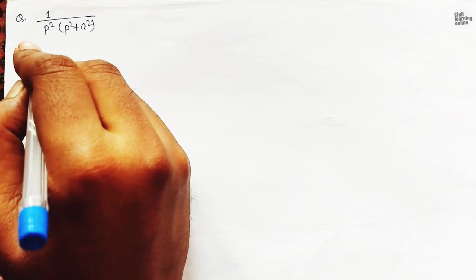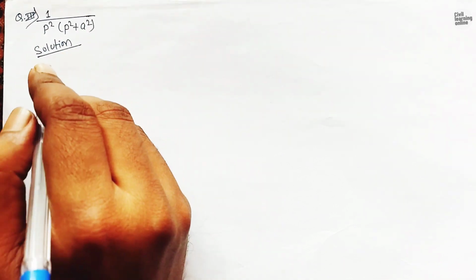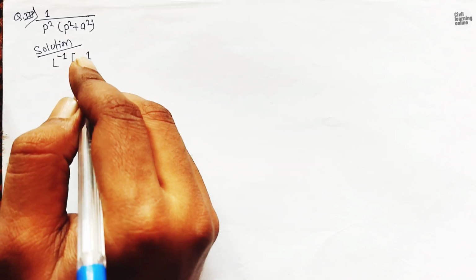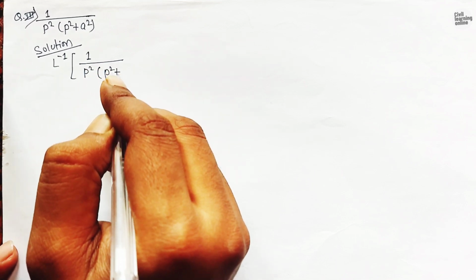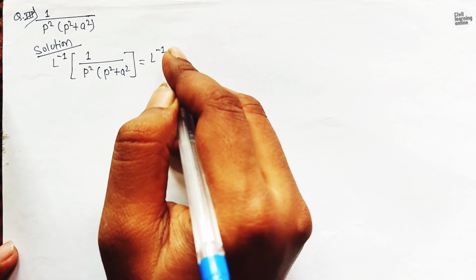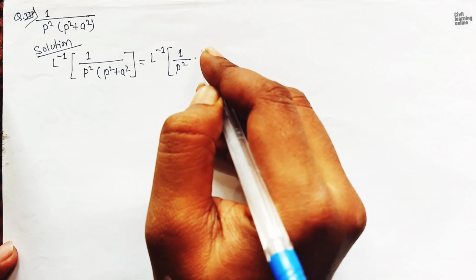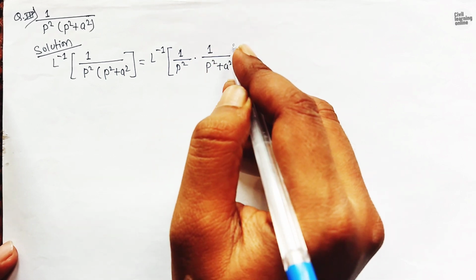So write down the solution here. This is question number 3 of this video on this method also. So we have the solution: inverse Laplace transformation of 1 upon p square times p square plus a square is equal to inverse Laplace transformation of 1 upon p square times 1 upon p square plus a square.